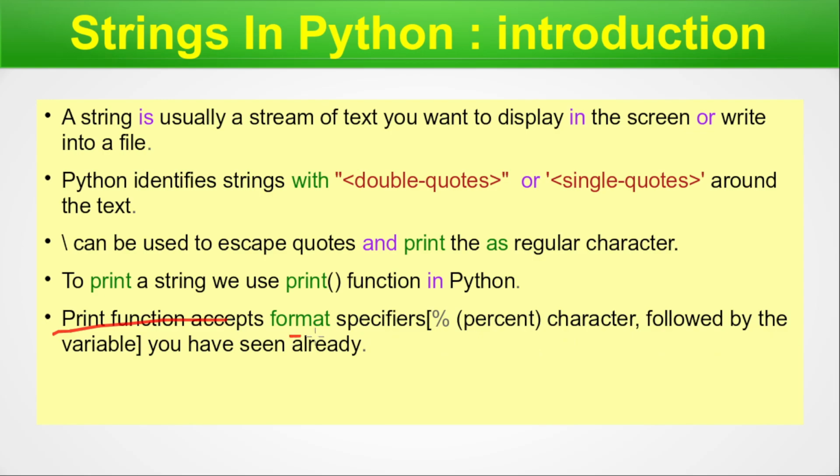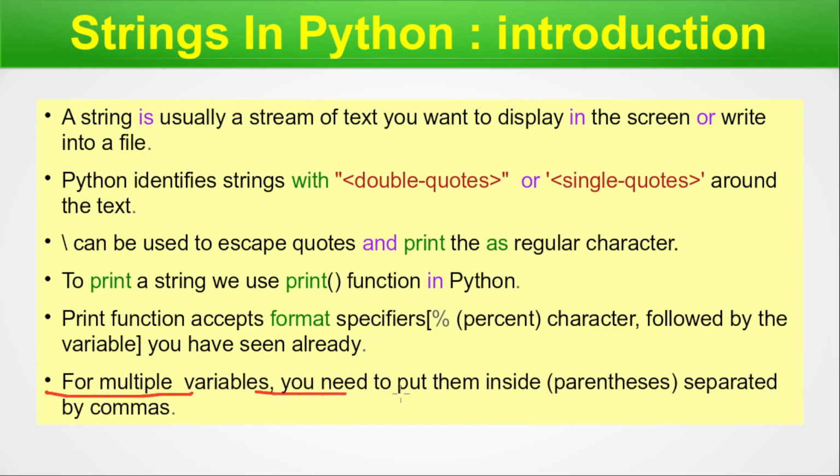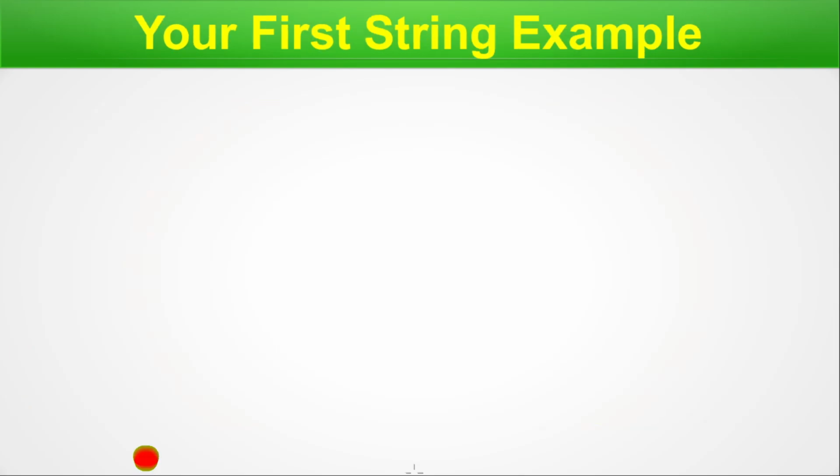The print function accepts the format specifier %, followed by the variable. You have seen this already, because in the last episode we exemplified the format specifier. In case you have not watched, please go to the playlist and watch the last episode. For multiple variables, you need to put them inside parentheses separated by commas. So this is very important, and both of these are exemplified in the last episode. So you have a clear example already in case you have covered the episode. We are done here. Let's move on to the next slide.